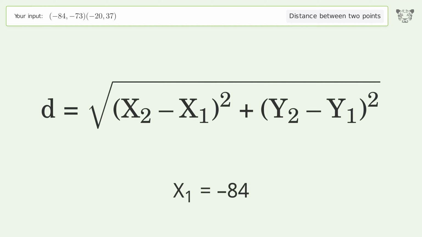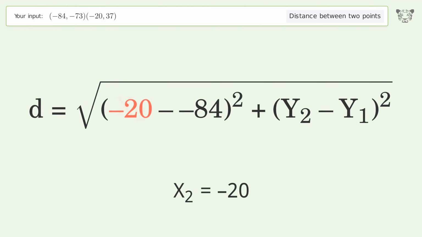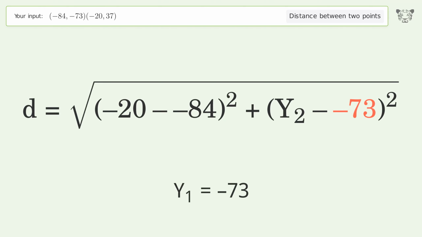x1 equals -84. x2 equals -20. y1 equals -73. y2 equals 37.